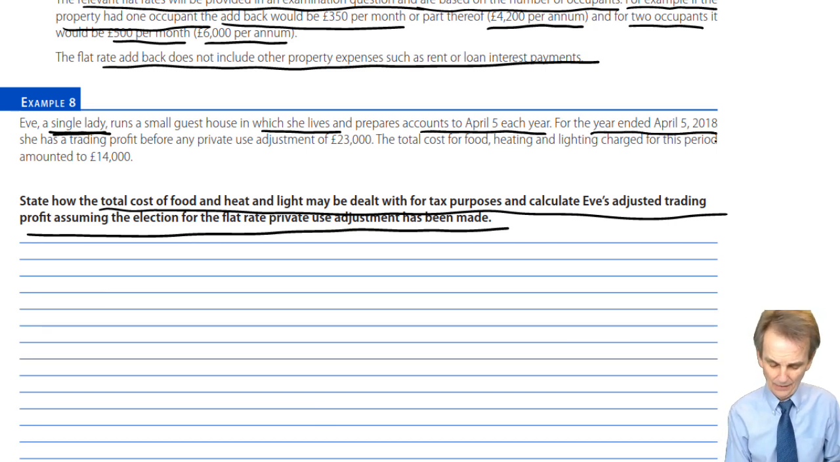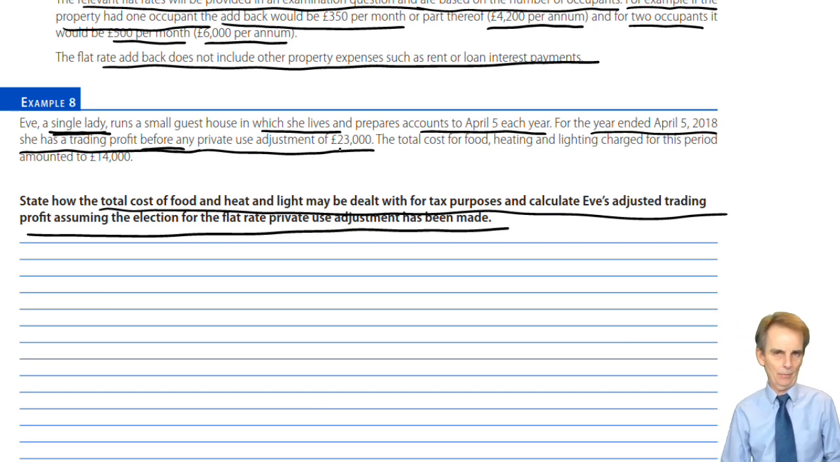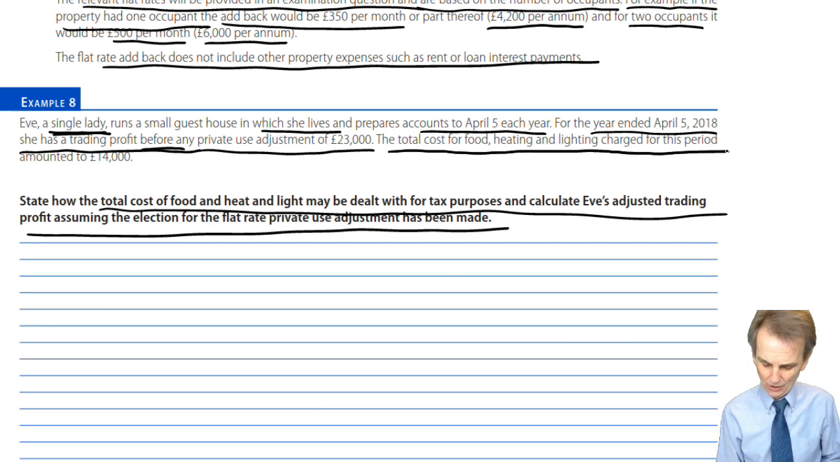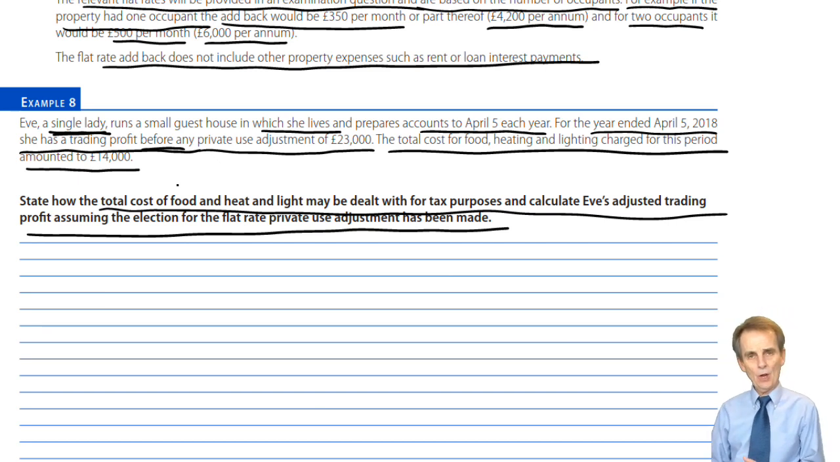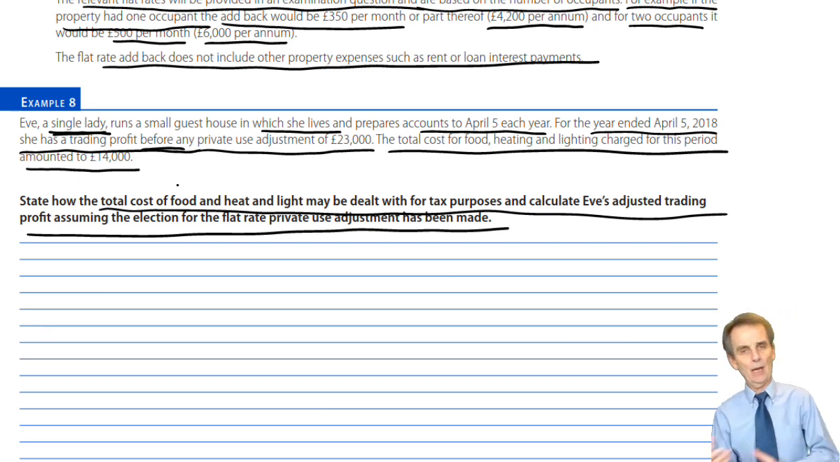For the year ended the 5th of April 18, she has a trading profit before any private use adjustment. So we haven't added anything back here out of the accounts. All the full expenses have been debited through the accounts. There has been no add back for private use. The total cost for food, heating and lighting charged for this period amounted to £14,000. Again, if we were going with the normal basis here, what we would be doing is to analyse each expense item, business and private, and add back the private part of each.